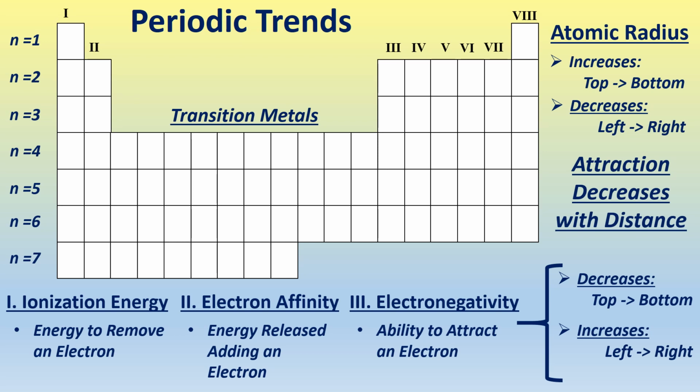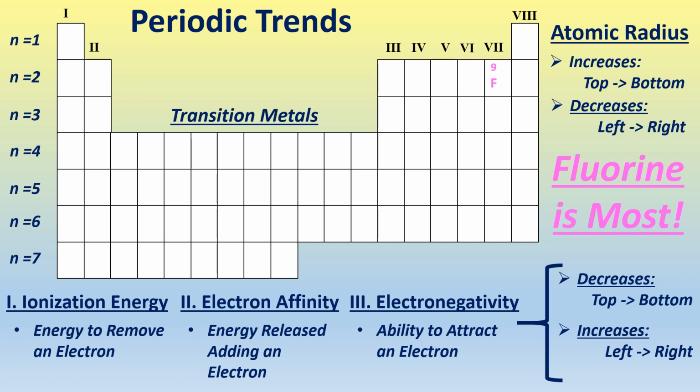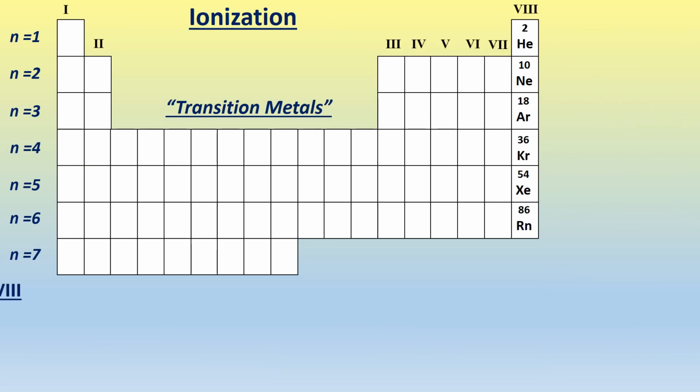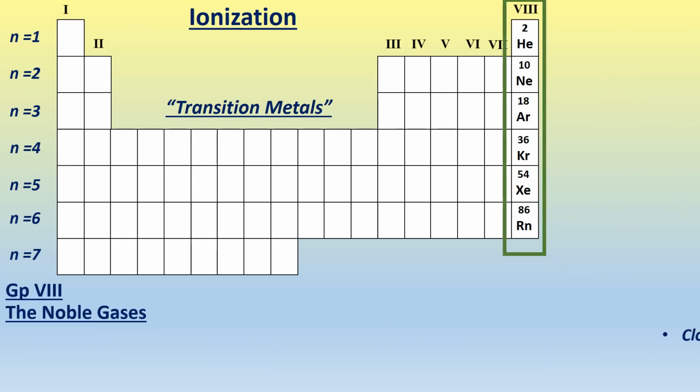Since the noble gases do not react, that leaves us with the top right. Fluorine is simply the most. It has the highest ionization energy, the highest electron affinity, and the highest electronegativity. As one moves away from fluorine, all of these properties are going to decrease. These properties are what indicate how an atom is going to react.